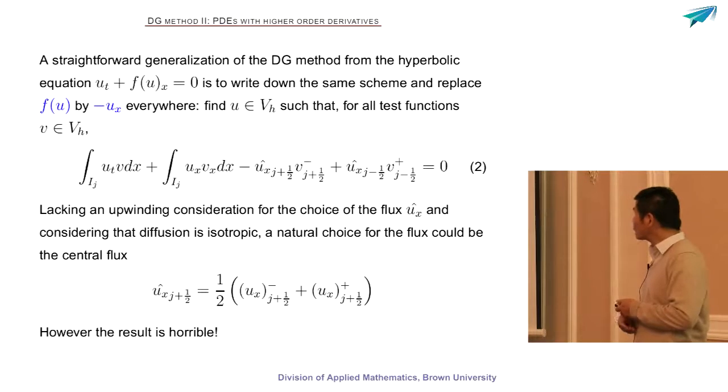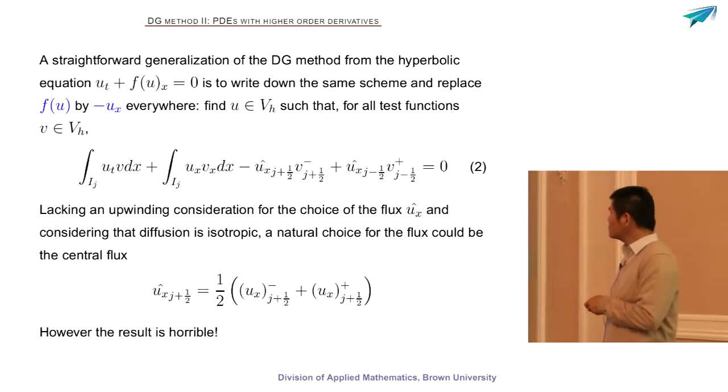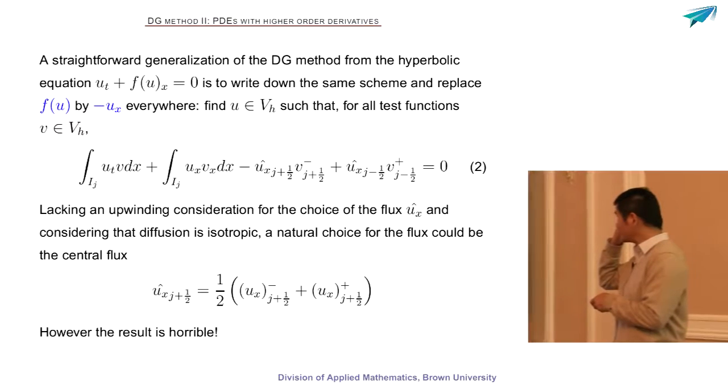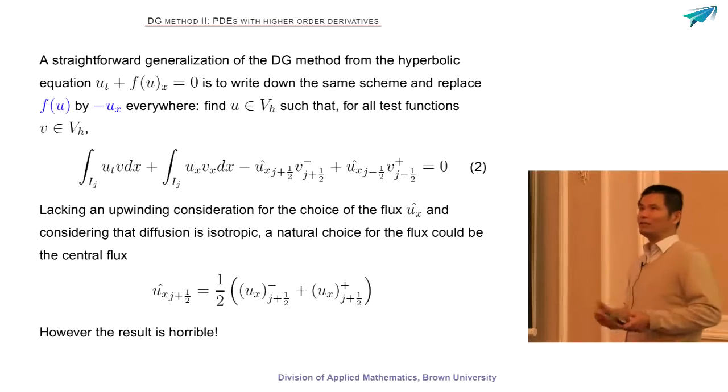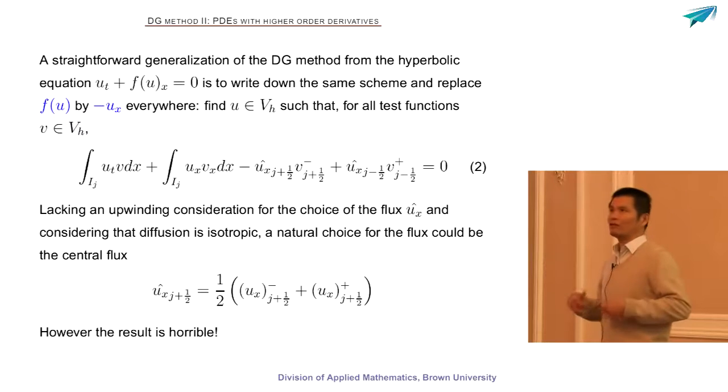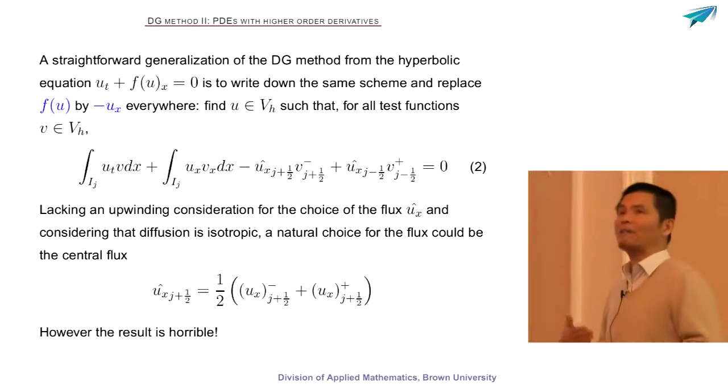So formally, if you replace f(u) by minus u_x everywhere in the old DG scheme for conservation laws, you would get 2, which looks like a scheme for solving the heat equation. So here used to be minus f(u) times v_x dx. Now it becomes plus u_x v_x dx. Here it used to be plus f hat, which is the numerical flux at j plus half. Now it becomes minus u_x hat at j plus half. So formally, you would immediately get a so-called DG scheme for solving the heat equation by replacing f(u) by minus u_x everywhere.